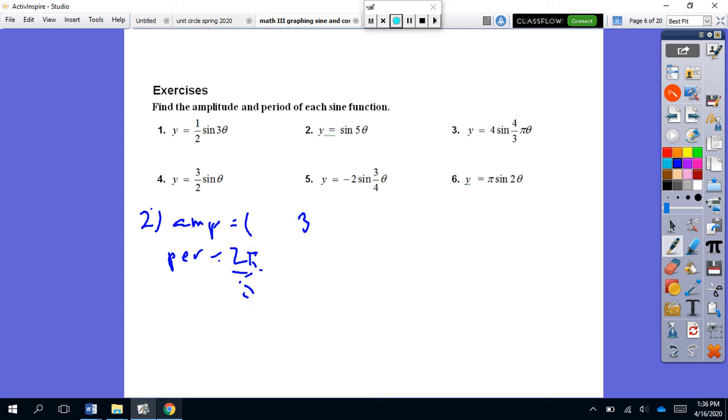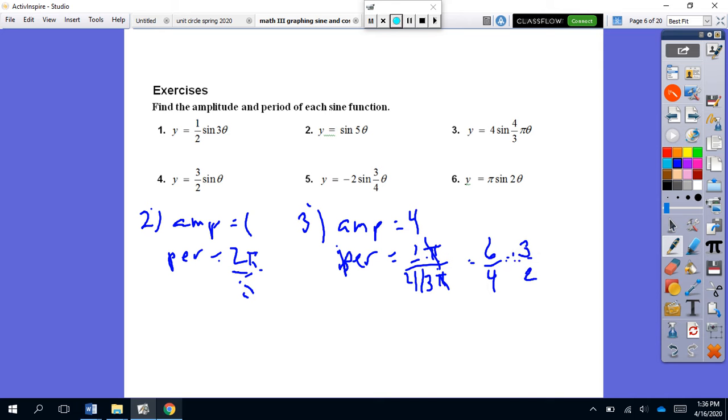Number 3, a is 4, so the amplitude is 4, so the height of that is 4. The period is 2 pi. Remember, notice I have a pi there also, so 2 pi divided by 4/3 pi. Well, the pi's are going to cancel out. Multiply the 3 on the bottom by the 2 on the top. That'd be 6 over 4, which reduces to 3/2.